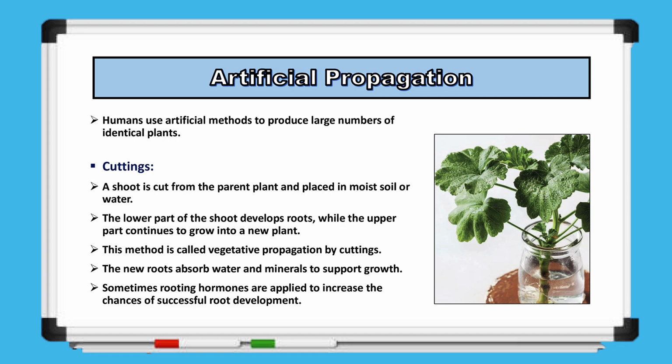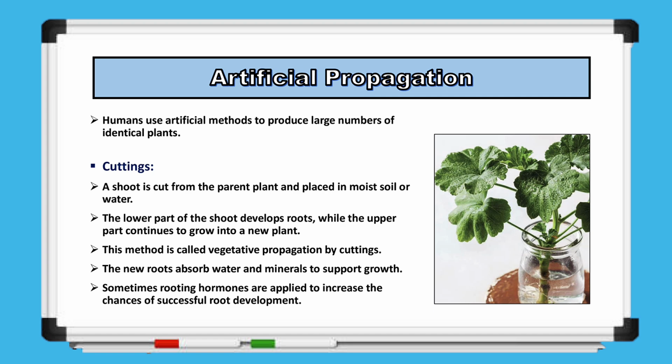In this technique, a shoot is cut from the parent plant and placed in moist soil or water. The lower part of the shoot develops roots, while the upper part continues to grow into a new plant. This process is known as vegetative propagation by cuttings. The newly formed roots absorb water and minerals, supporting the growth of the plant. To improve the success rate, rooting hormones are sometimes applied, which stimulate root formation and help the cutting establish more quickly.